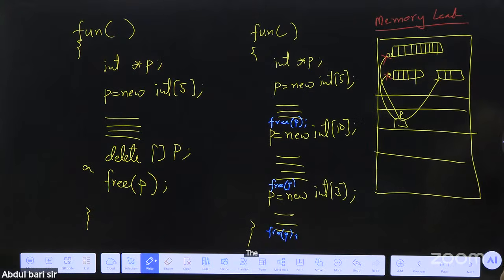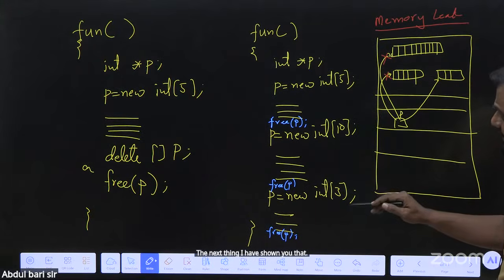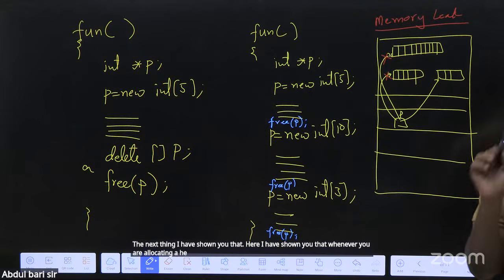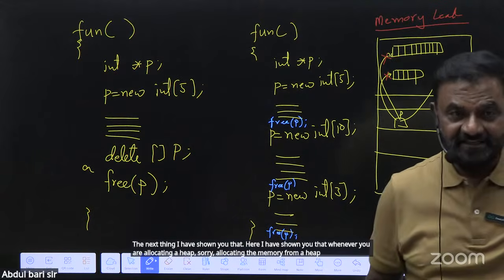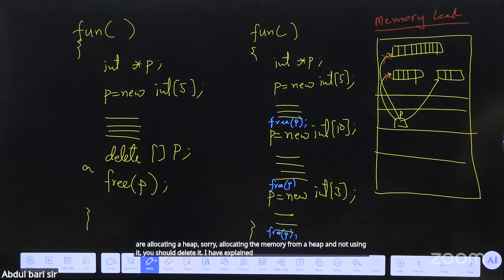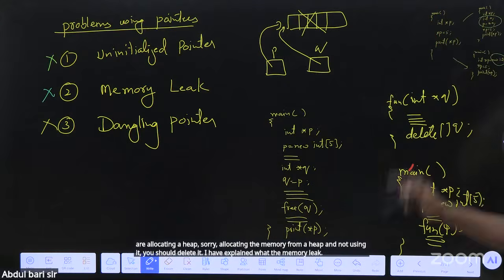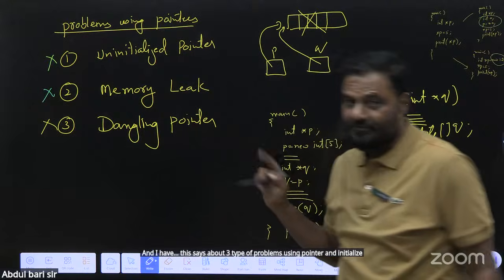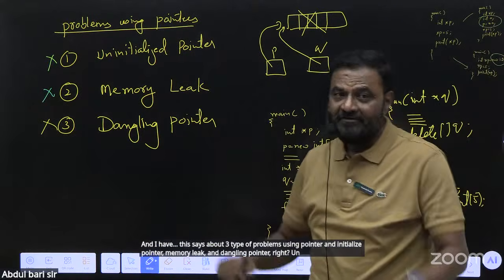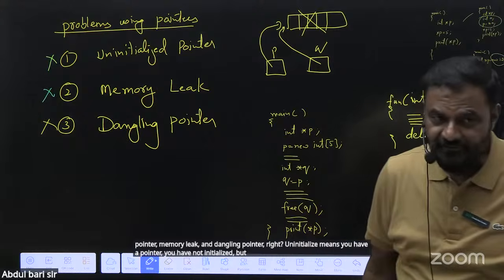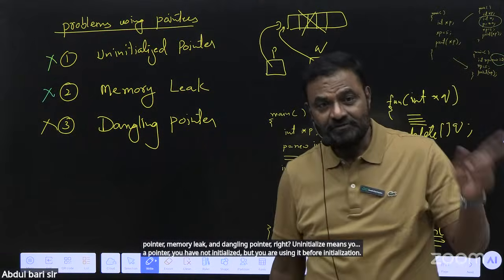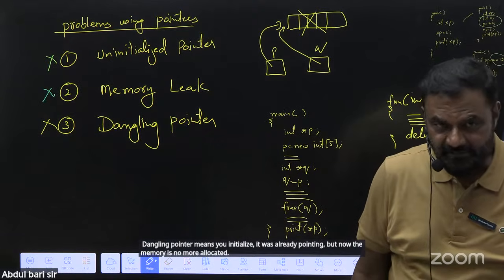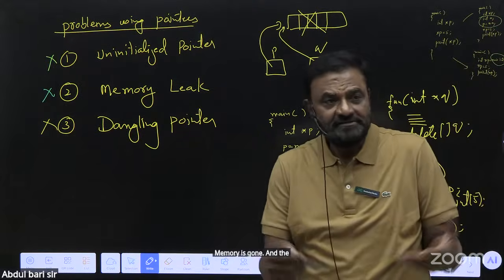The next thing I have shown you is that whenever you are allocating memory from the heap and not using it, you should delete it. I have explained about the memory leak. And I have discussed three types of problems using pointers: uninitialized pointer, memory leak, and dangling pointer. Uninitialized means you have a pointer, you have not initialized it, but you are using it before initialization. Dangling pointer means you initialized it, it was already pointing, but now the memory is no more allocated. Memory is gone. And memory leak means you are not releasing the memory.